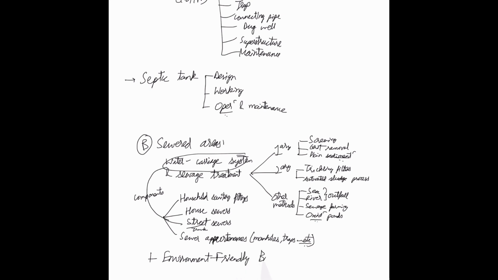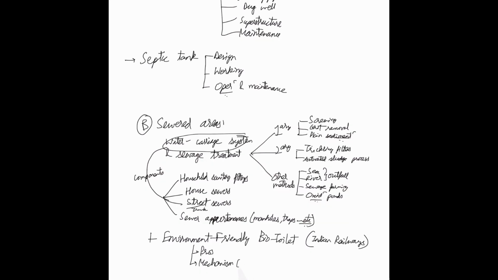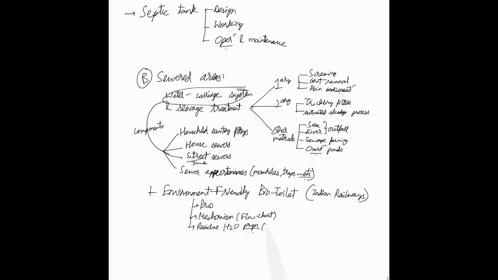We then move on to discuss the environment-friendly bio toilet, which is now a staple across all trains in Indian Railways, which has reduced the fall of organic matter onto tracks. So we look at the pros of the bio toilet, the mechanism, which involves a small flow chart given in the textbook, and the residue water properties, which show how it's safer. We then move on to the definition, health aspects and composition of sewage and the various processes, aerobic and anaerobic.